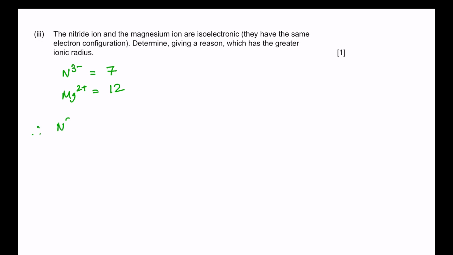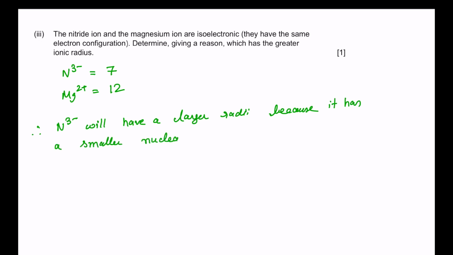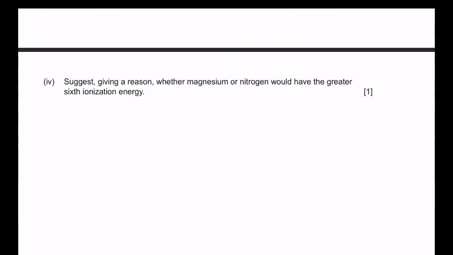So N3- will have a larger radius because it has a smaller nuclear charge as compared to Mg2+. That's it for this question. Moving on to the next one.